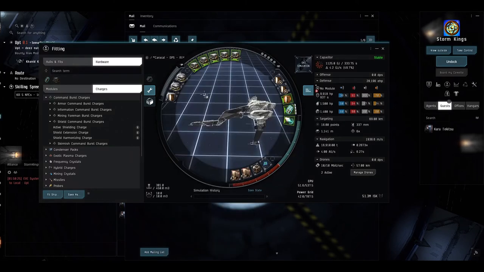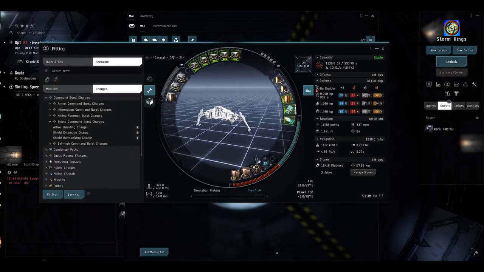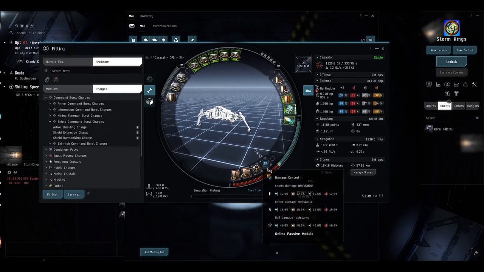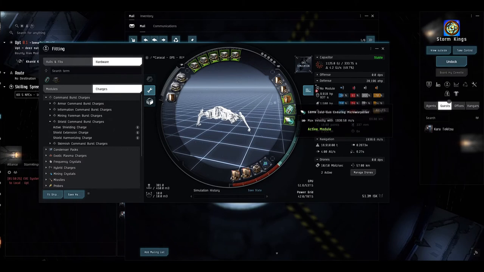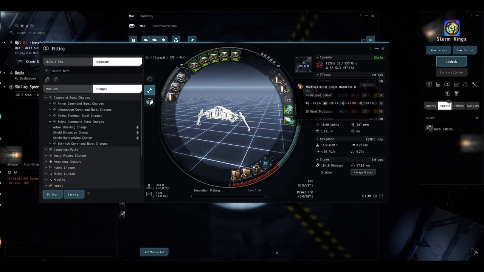In this case, the Caracal is a shield ship. He has a single resist module in his lows because all his modules are in his mids. A multispectrum shield hardener brings his shield resistances up quite a bit, though he does have a hole that he did not fill here, but on the Caracal, it's kind of hard to fill that particular hole, as it's a pretty massive hole compared to everything else.